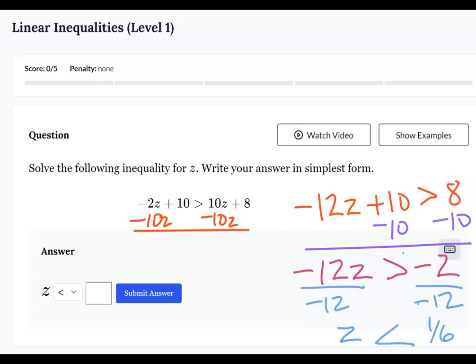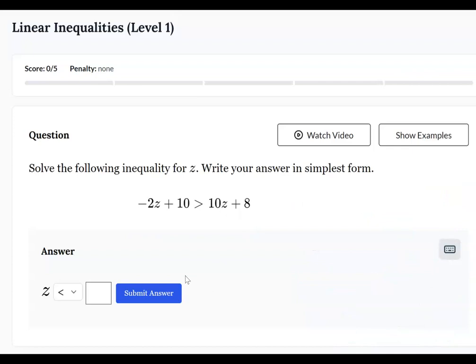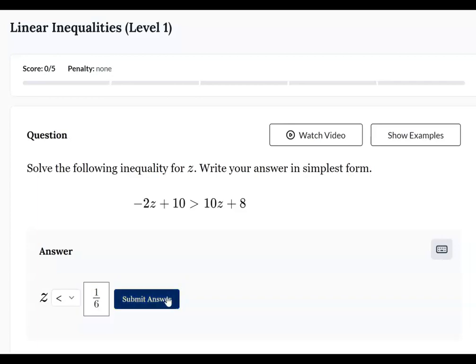So pause the video if you need to. Type your solution and submit.